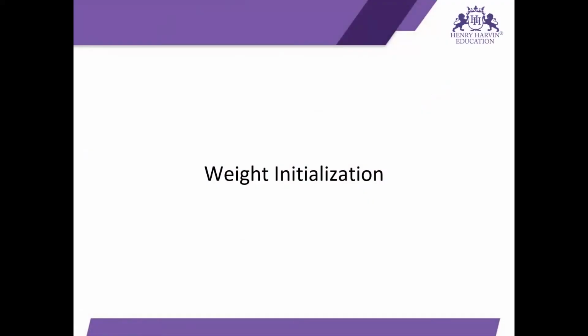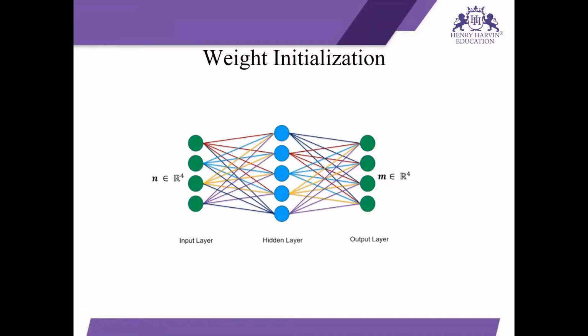In this video, let us discuss weight initialization. So look at this neural network now. Here we can see that there are four input neurons: one input layer, a hidden layer with five neurons, and an output layer with four neurons, right? So here, how do we choose initial weights?